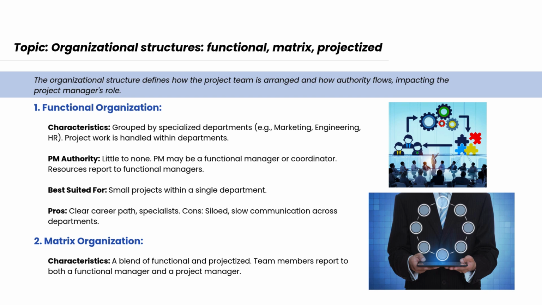Pros: it supports career growth and specialization. Cons: it can lead to poor communication across departments. Teams tend to work in silos. 2. Matrix organization. This structure is a blend of functional and projectized models. Team members report to both a functional manager and a project manager. It allows for better coordination and resource sharing across the organization.